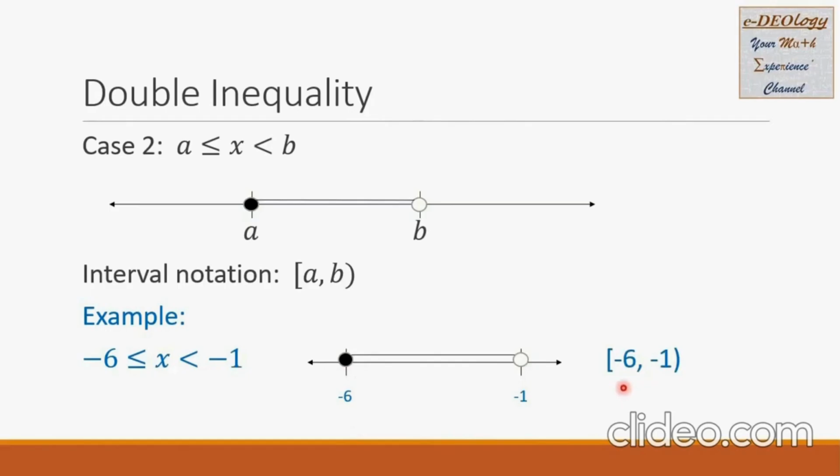For the interval notation, we put the -6 and -1, the end numbers of the solution set. Then we use the square bracket for the -6 because the -6 is part of the solution. We put the parentheses on the -1 because it is not part of the solution.